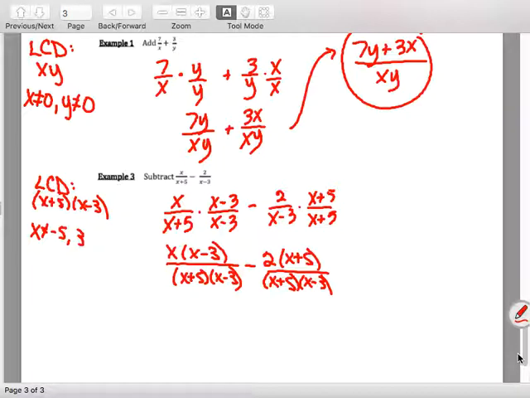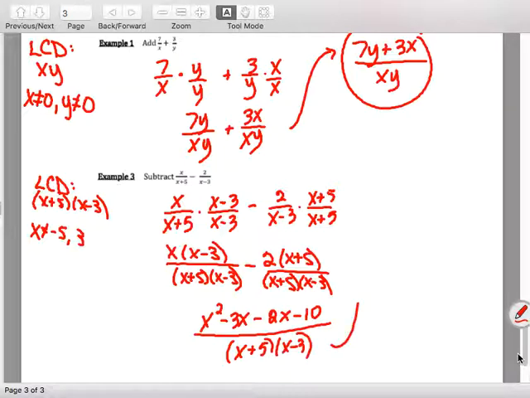I'm ready to take care of the numerators. That's going to give me x squared minus 3x. Now be super careful. This is minus 2x minus 10. Why is it minus 10 when that's a plus 5? It's a minus the 2 times the 5. So be careful. And I had you underline it in your notes, okay? When you're subtracting, you've got to be careful to distribute that minus sign. All right, I'm going to continue it over here. So I get x squared minus 5x minus 10.